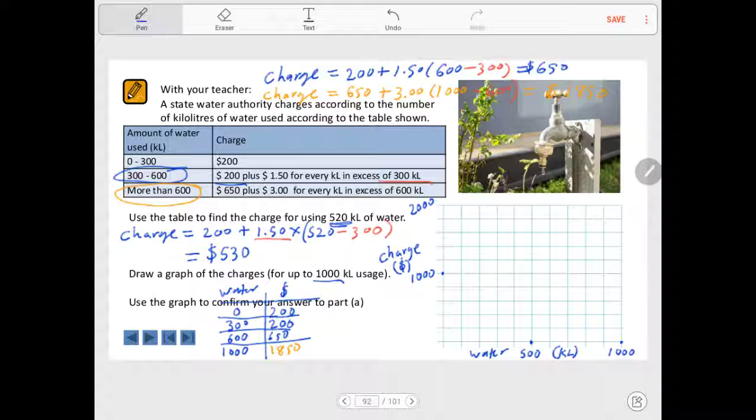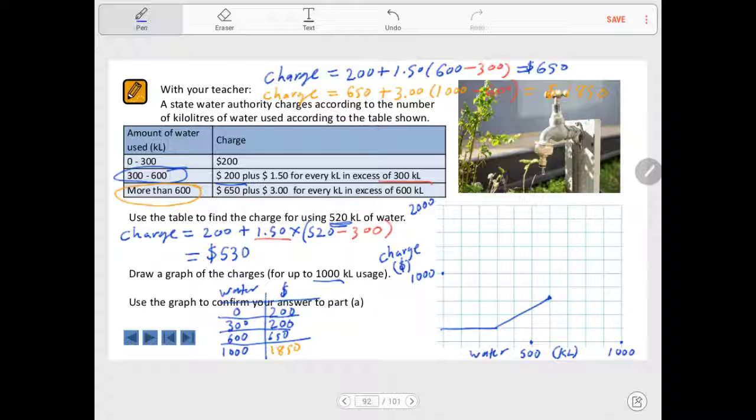So a combination graph looks like this. We have from 0 up to 300, a charge of $200, so a horizontal line. So here we are at $200 and there a horizontal line like that. Now 600 kilolitres costs $650. So that is about here, right between $600 and $700. So the combination graph goes up to there like this.